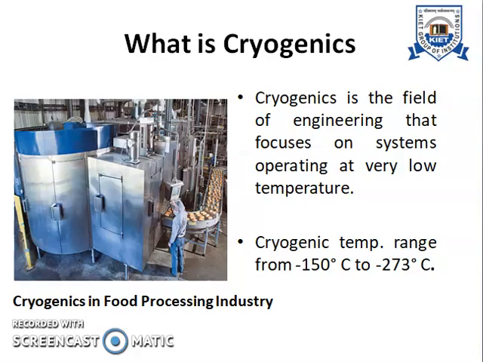Now, these multi-stage vapor compression refrigeration systems are usually used when there is a requirement of very low temperatures. Cryogenics is that branch of engineering which deals with systems operating at very low temperature, and the temperature produced in a number of applications ranges from minus 150 degrees Celsius to minus 273 degrees Celsius. One of the applications of cryogenics is shown on the left hand side, in the food processing industry.